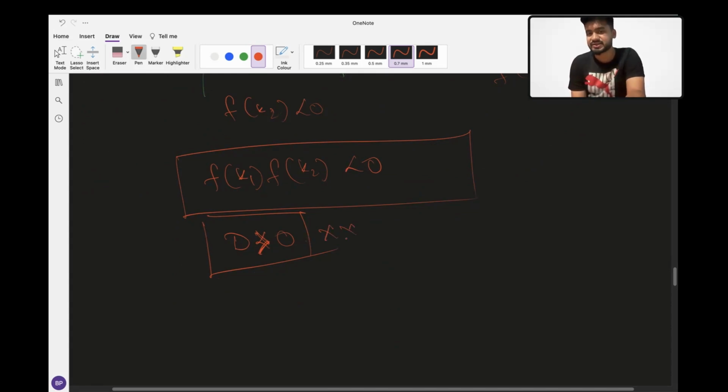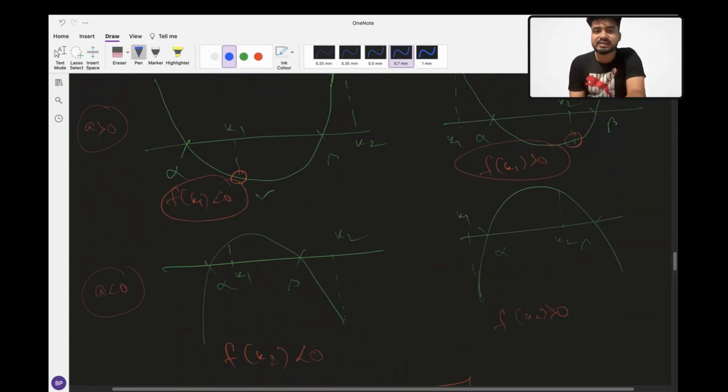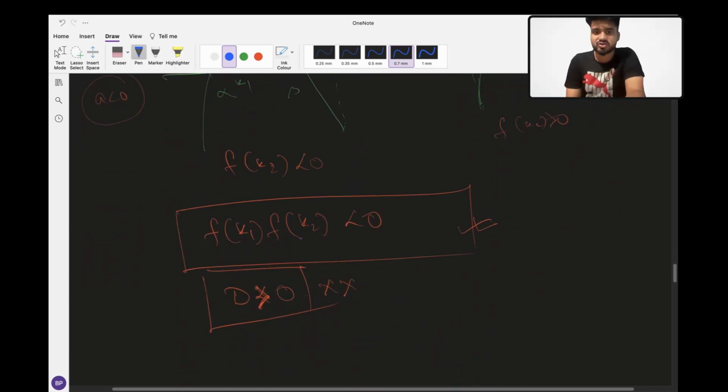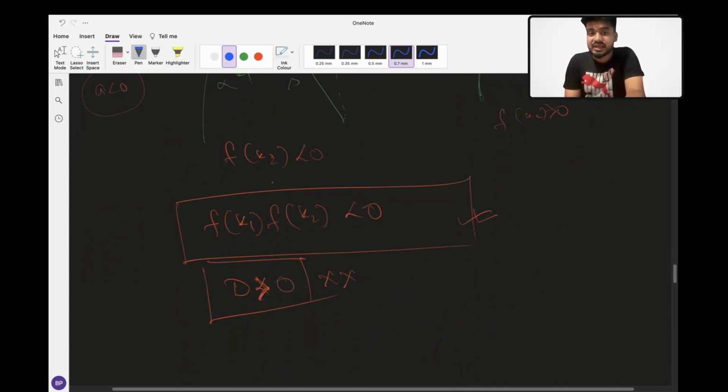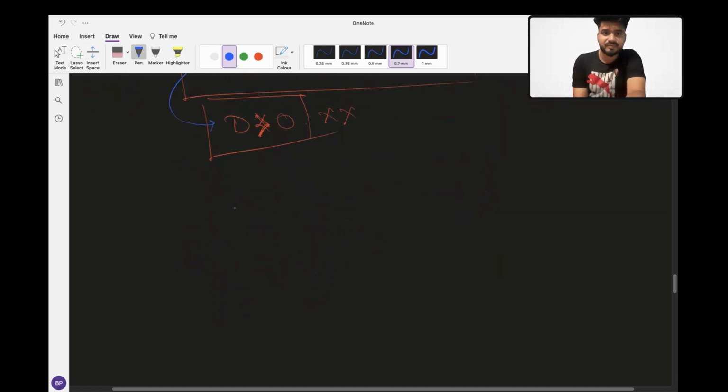Yes, it is not necessary to calculate. If we calculate this case only, we'll get the answer. Because only for D greater than 0, these kinds of cases are possible, not for any other cases. So, this is the intersection case of this. This is a subset of this.